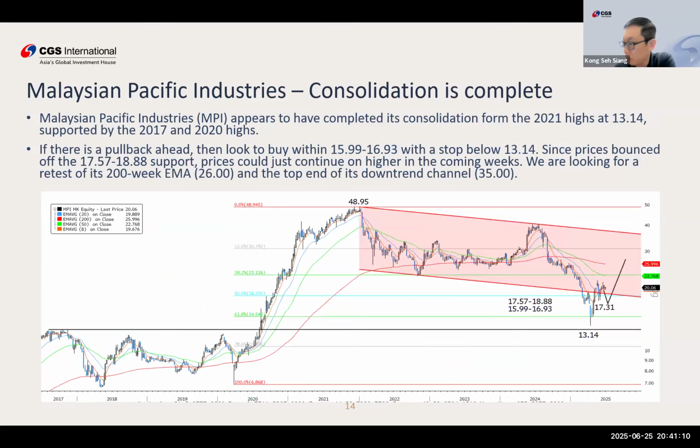So tech stocks also, we are fairly positive on tech stocks as well. This is MPI. The pullback from the April low bounce actually found support at about the 1750 to about 1890 levels, and it started to bounce. So if prices do kick on and push beyond the May highs, that could potentially be the start of the next move higher for MPI, targeting at least about the 26 level, which is the 200 week exponential moving average.